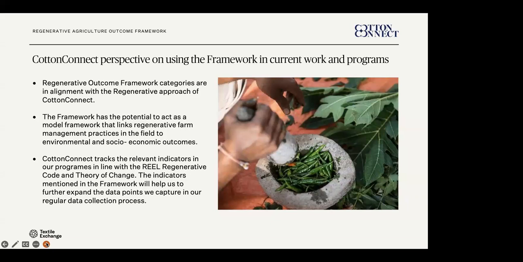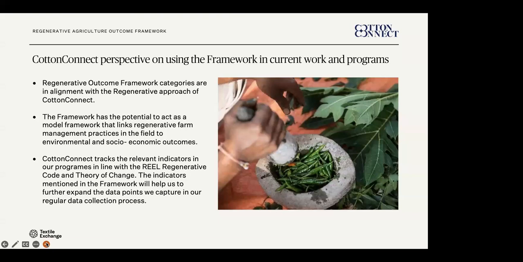The categories presented in the framework are aligned with the regenerative approach of Cotton Connect. Our programs include the most important indicators that help assess the benefits of regenerative agriculture. But we just quickly wanted to highlight how we plan to use the framework moving forward. We truly believe that the framework has a huge potential to serve as a model framework for various organizations and bodies which are trying to implement regenerative agriculture into their programs.